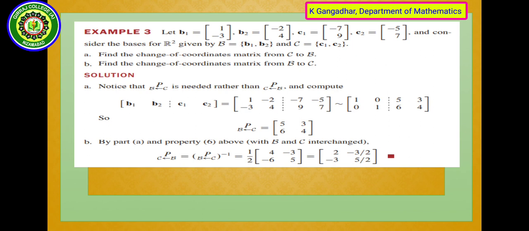So the inverse of this matrix gives P from B to C. P from B to C equals the inverse of P from C to B. The inverse matrix definition is 1 over (ad - bc) times the matrix d, -b, -c, a. So 1 over (20 - 18) times the matrix 4, -3, -6, 5. That matrix is P from B to C.